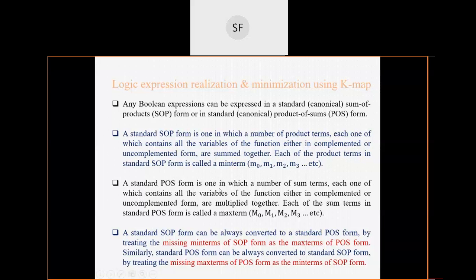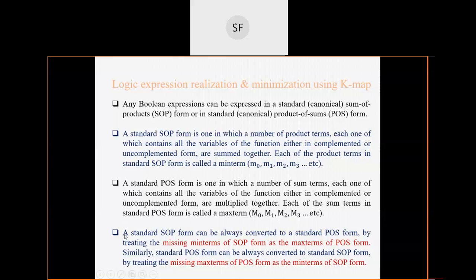Similarly, a standard POS form is one in which the number of sum terms, now in product of sum, the terms will be in the form of sums, and the operation between two terms will be product. Each one contains all variables of the function either in complemented or uncomplemented form, and these are multiplied together. Each of the sum terms in standard POS form is called a max term. It will be denoted by capital M, suffix 0, M1, M2, M3, etc.